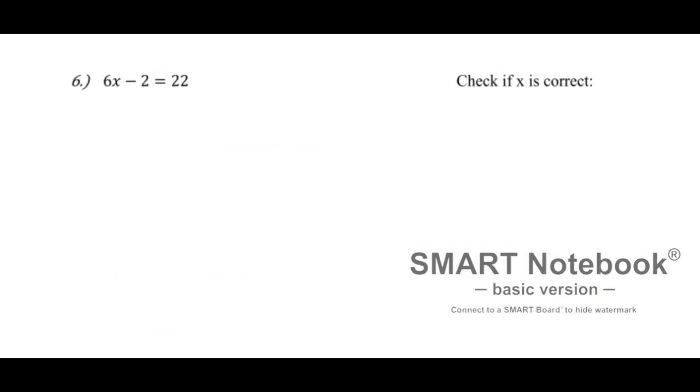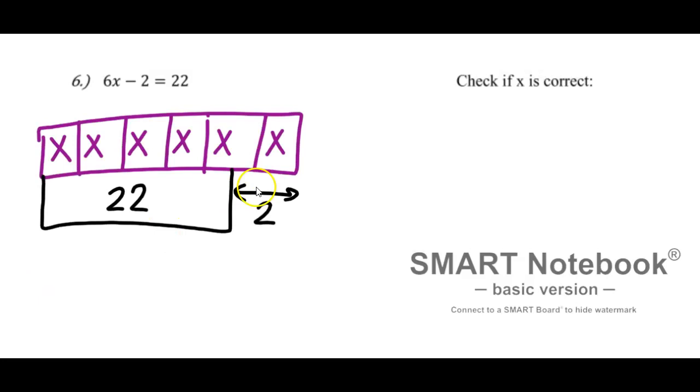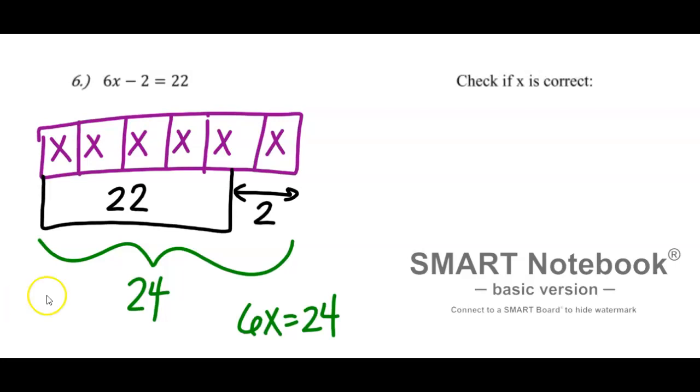Okay, so try another one, number 6. 6x minus 2 equals 22. So the big chunk is going to look like this, our 6 x's. And remember, we have to take off that 2 on the bottom. So 22 minus 2, 6 x's. So what's your next step? Well, we have to figure out how long these x's are total. So what is our total length? 22 plus 2 is 24. Okay, so now we're going to take our 6 x's, and they're going to be equal to 24 total.